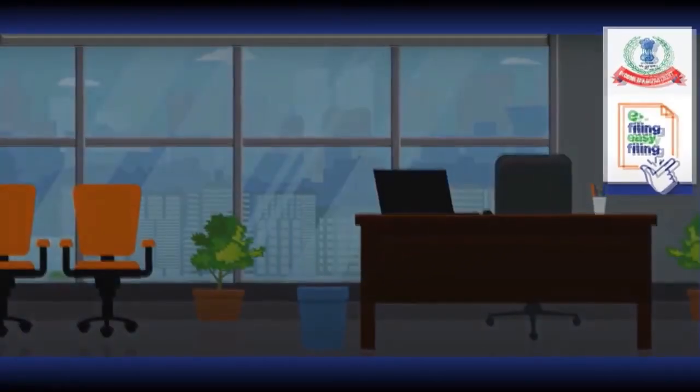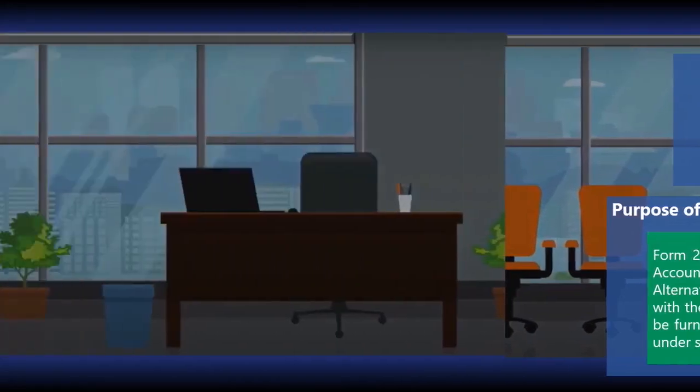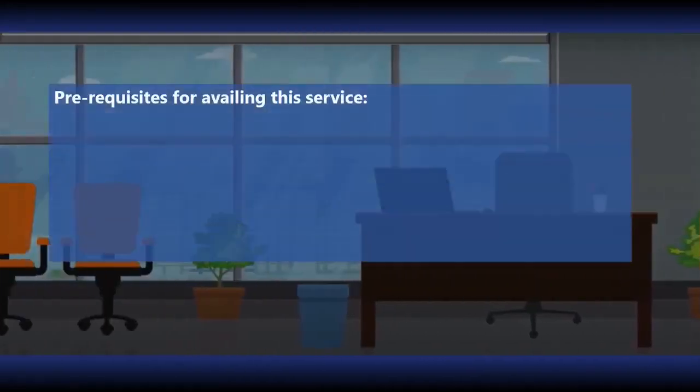This video is on Form 29C, which is a report of a chartered accountant on computing alternate minimum tax for person other than company. Form 29C is a report under Section 115JC from a chartered accountant certifying that the adjusted total income and the alternate minimum tax have been computed in accordance with the provisions of Chapter 12BA. The report is required to be furnished on or before the due date of filing the return under Section 139, subsection 1.